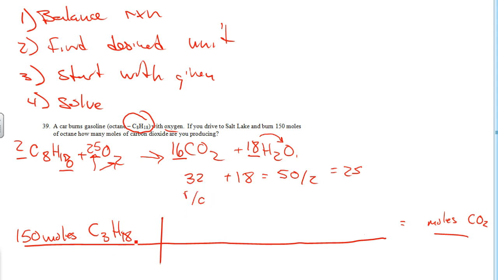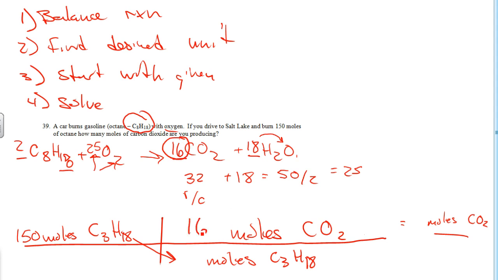Alright, so on the bottom is always the unit that was on top of the previous one. So I have moles C8H18 per moles of what I want. That's CO2. There's the CO2 moles at 16, and the moles of C8H18 are 2. Alright, so I now take 150, I multiply it by 16, and I then divide that answer by 2.